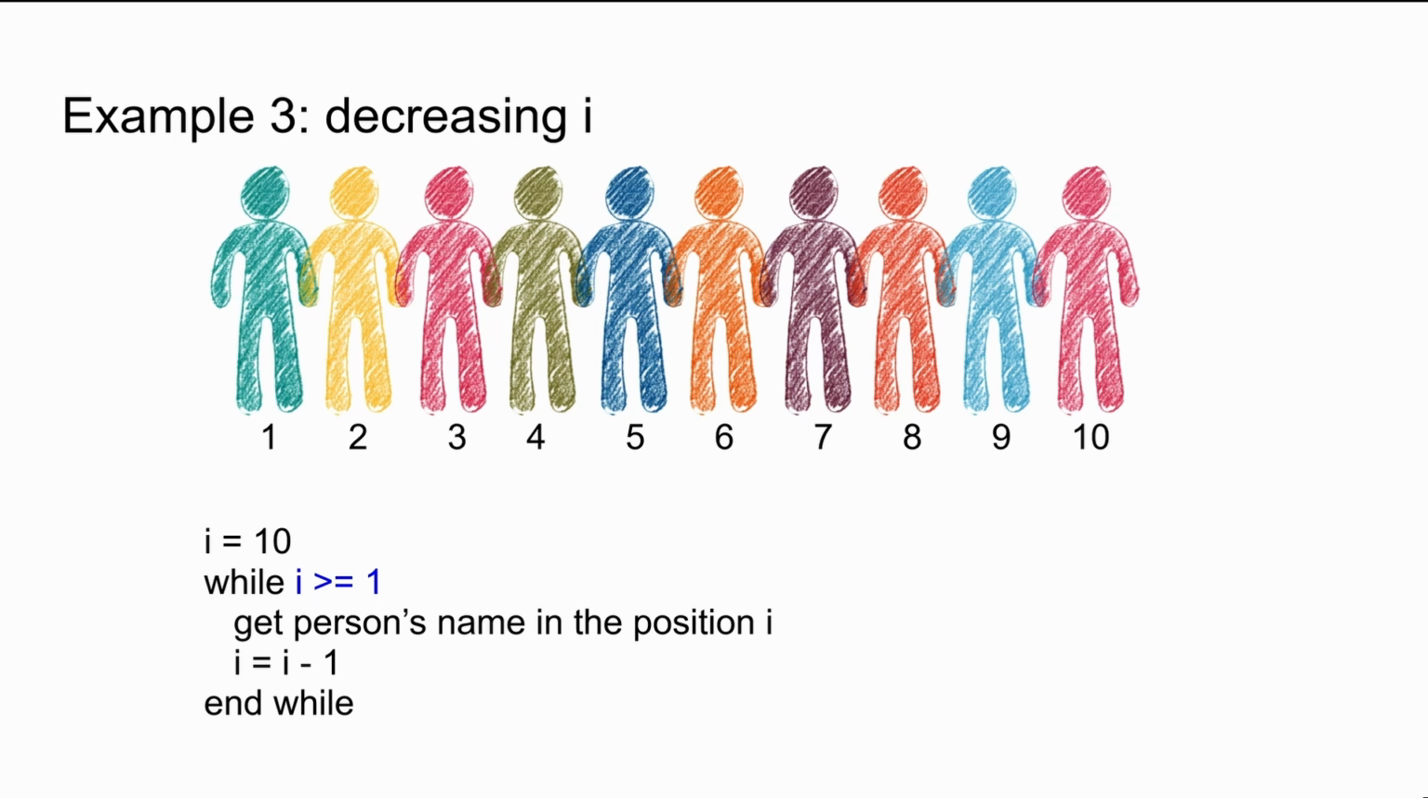In this case, to get the names in reverse order, we can initialize i to 10 and check in our while if i is greater than or equal to 1. Then, inside the while, we get the names and decrease i by 1 in each iteration. This will make it loop from 10 to 1, and the loop will stop once i is less than 1.